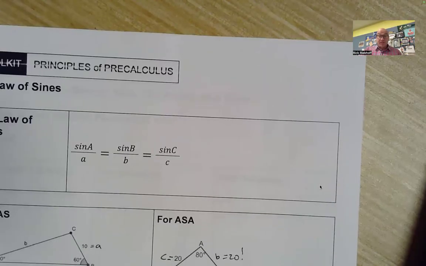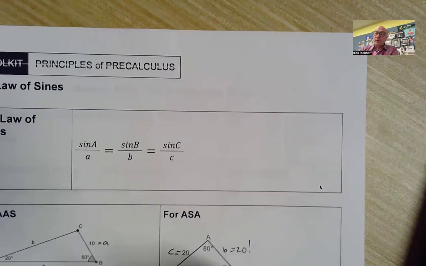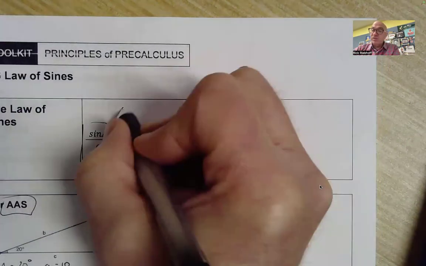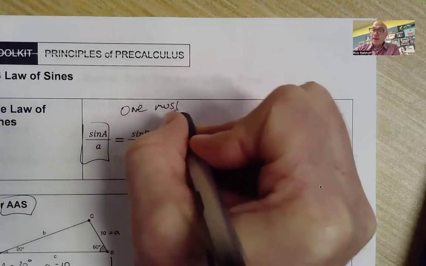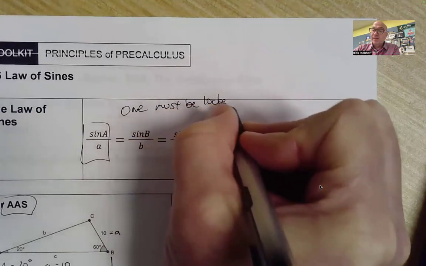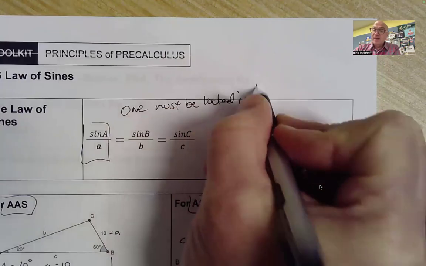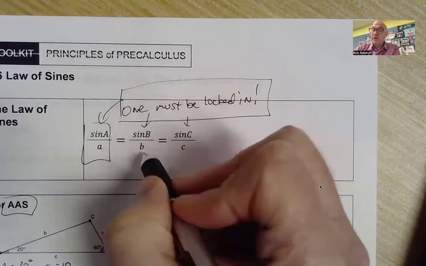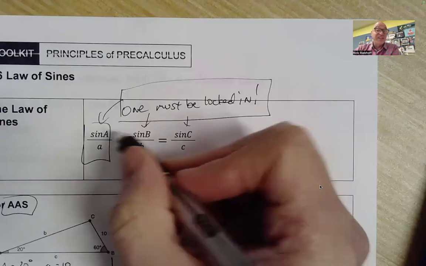Again, you don't have to memorize it. To use it, it works for these two scenarios, but one of these must be locked in. One of these three has to be locked in, where you have the top and the bottom ready to go. Then you can solve the other ones, right?